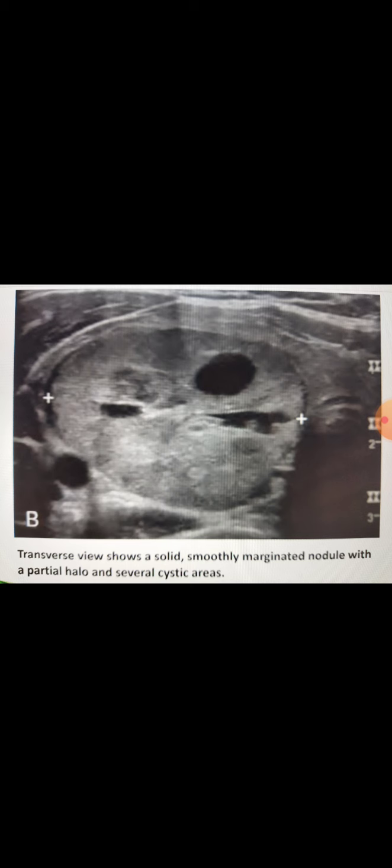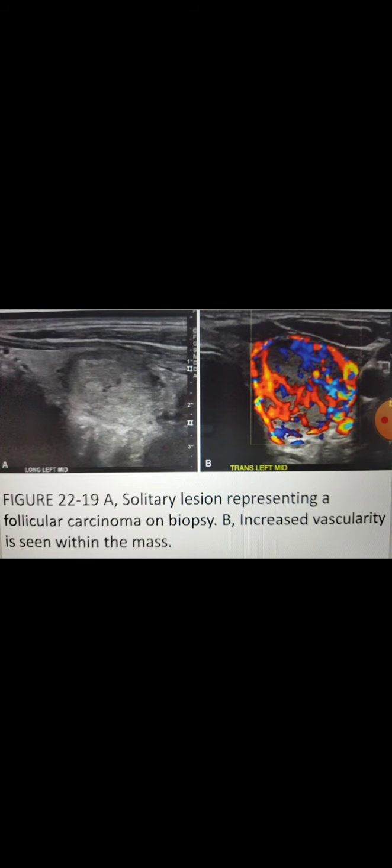So this is an appearance of follicular carcinoma, which is showing a solid, smoothly marginated nodule with a partial halo and several cystic areas. Here you can also observe a solitary lesion, which represents a follicular carcinoma on biopsy, and in image B you can see that there is increased vascularity within the mass.